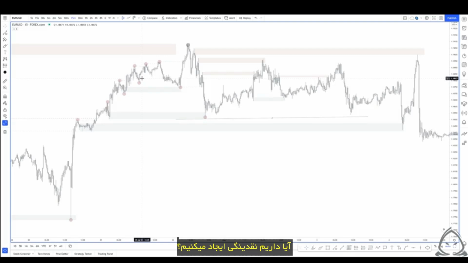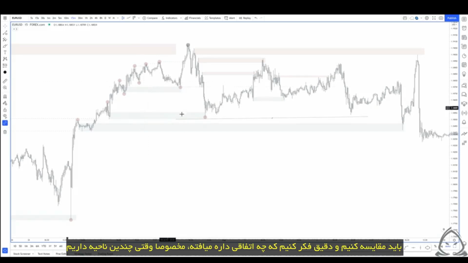Are we creating liquidity? Are we sweeping liquidity? Are we targeting internal range liquidity? Do we have a lot of momentum from one zone versus the other? We need to start comparing and really thinking critically about what's going on, especially when we have multiple zones.